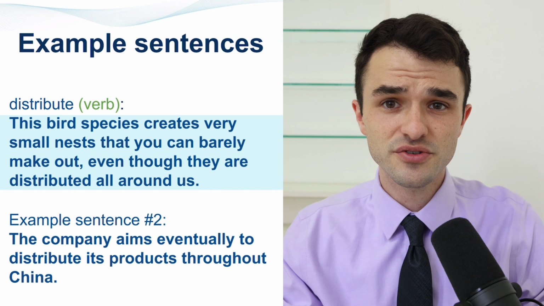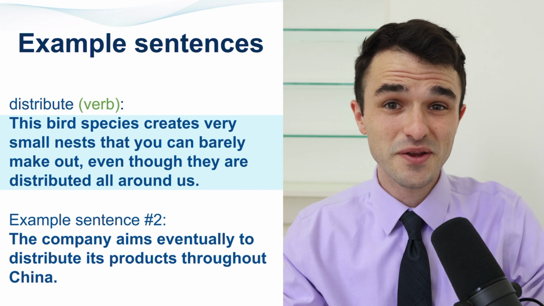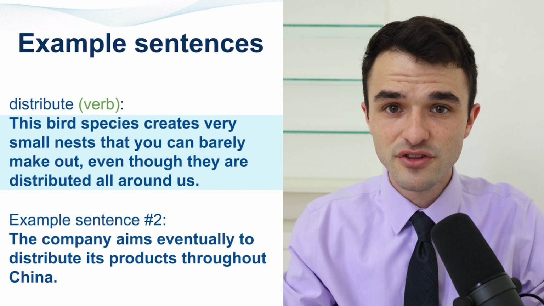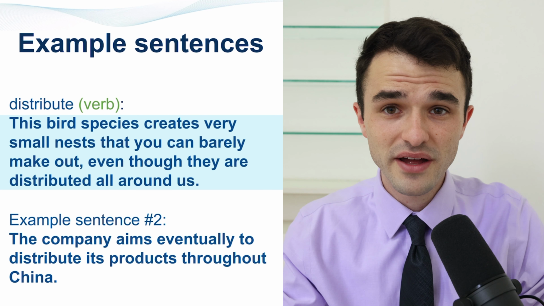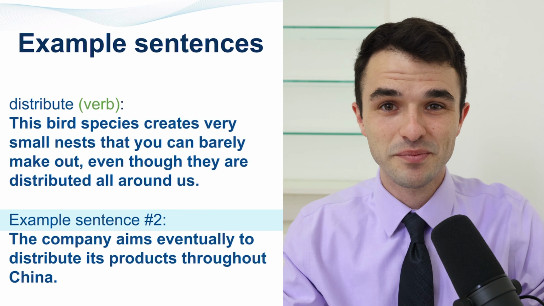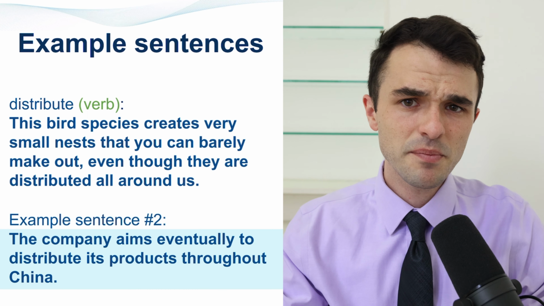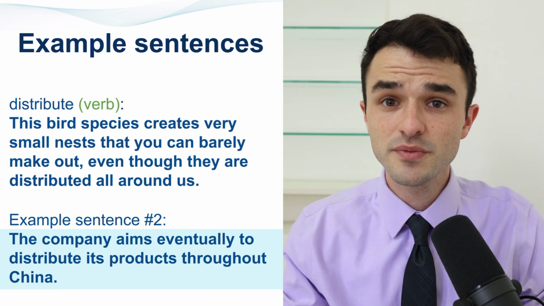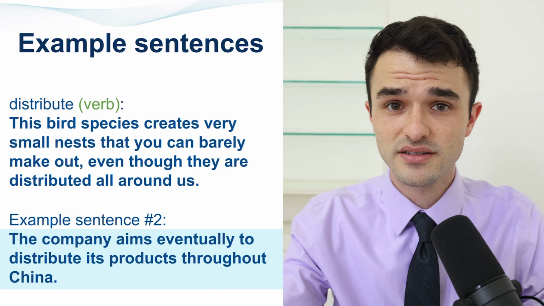The bird species creates very small nests that you can barely make out, even though they are distributed all around us. Example sentence number 2. The company aims eventually to distribute its products throughout China.